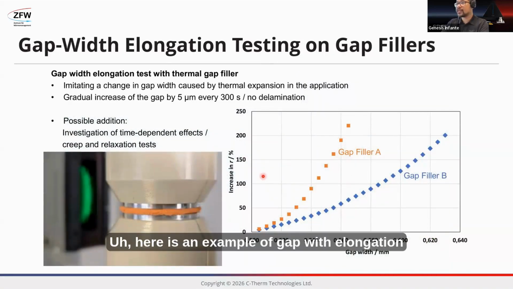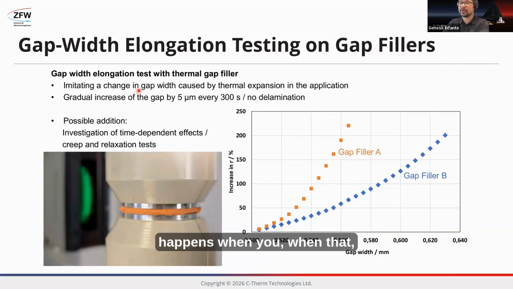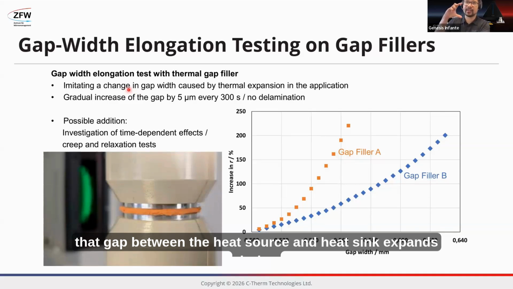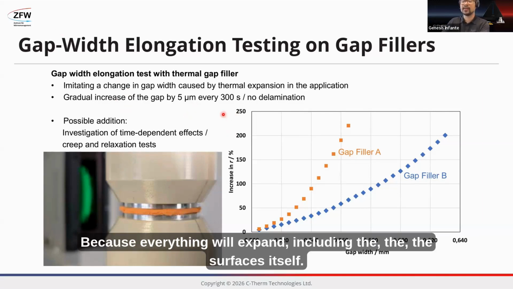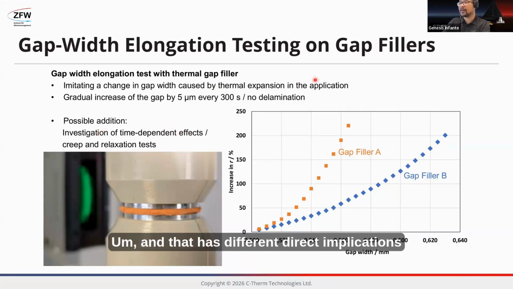Here is an example of gap width elongation testing when it comes to the gap filler. You have your gap filler right there, and what it does is imitate what happens when the gap between the heat source and the heat sink expands during high temperature applications, right? Because everything will expand, including the surfaces themselves, and that has direct implications on the performance of your temps.